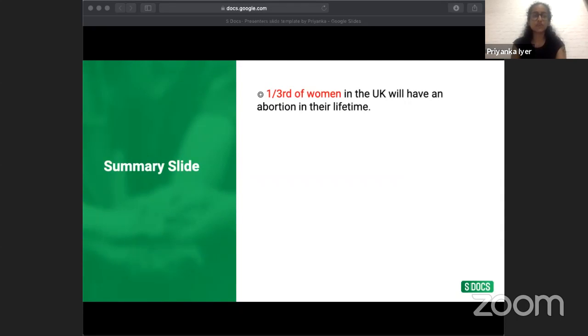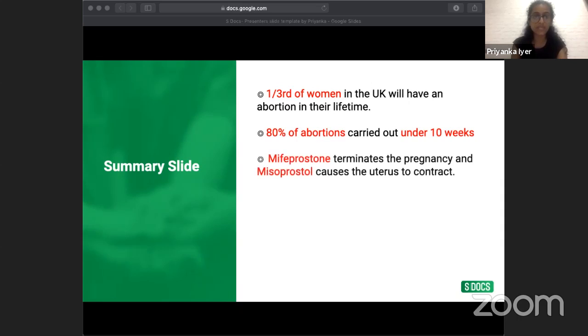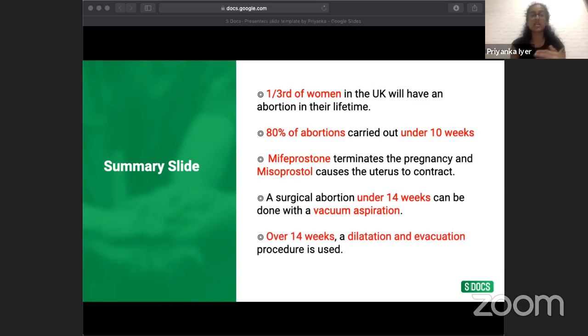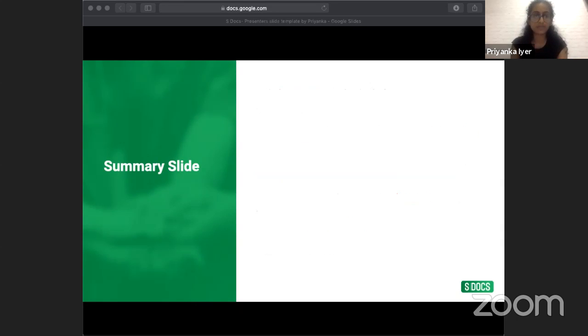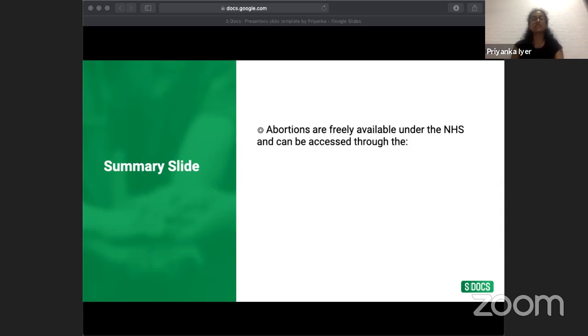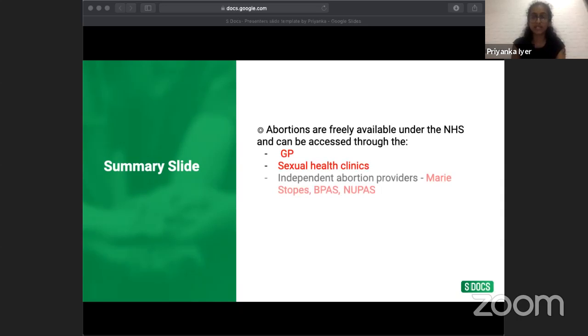So just a few quick key points. A third of women in the UK will have an abortion in their lifetime. 80% of abortions are carried out under 10 weeks. Mifepristone terminates the pregnancy, and misoprostol causes the uterus to contract. And both of these tablets taken together can successfully terminate the pregnancy. A surgical abortion under 14 weeks can be done with vacuum aspiration, and over 14 weeks, a dilatation and evacuation procedure is used. And lastly, abortions are freely available under the NHS and can be accessed through the GP, sexual health clinics, and independent abortion providers.